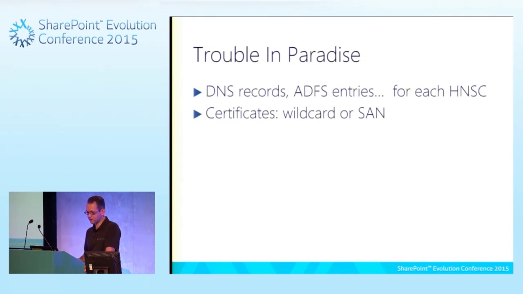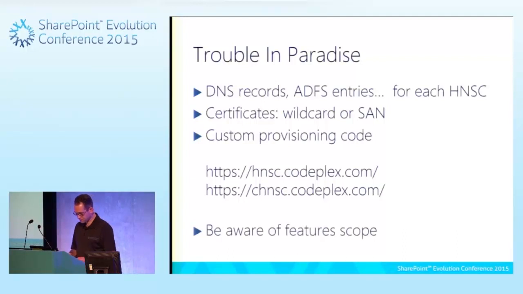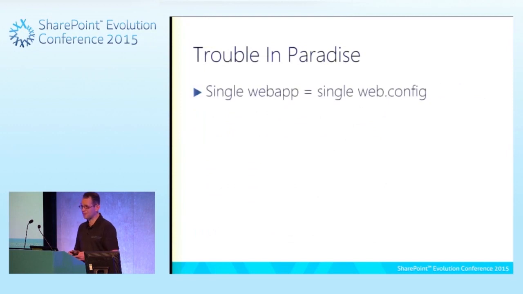Don't forget your certificates. Wildcard SAN certificates are sometimes hard to get. It's sometimes a fight with your security guys, but for hostname site collections, that is basically the only way. You can use the custom provisioning code that I showed you. And be aware of the feature scope. If you have features that are developed for you, because we are using only one single web application, the feature scope determines what people can do in their different site collections. Single web application also means a single web config. So if you specify specific settings in your web config, that setting is now valid for all site collections.